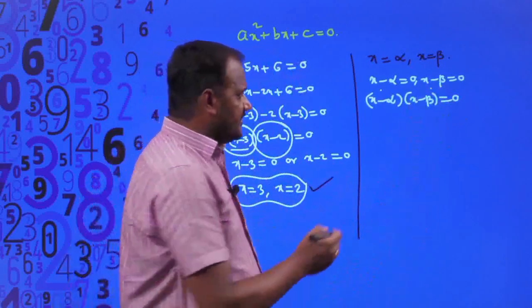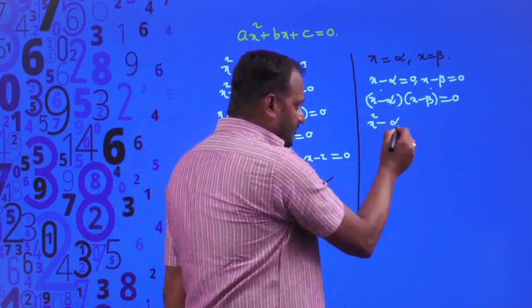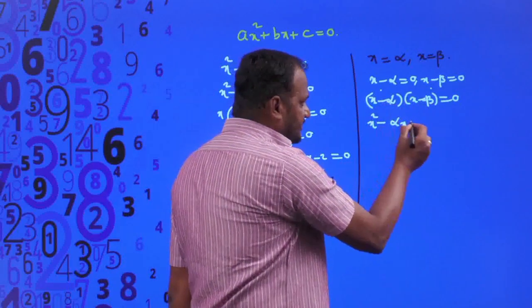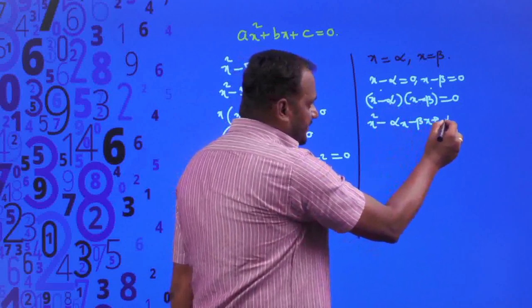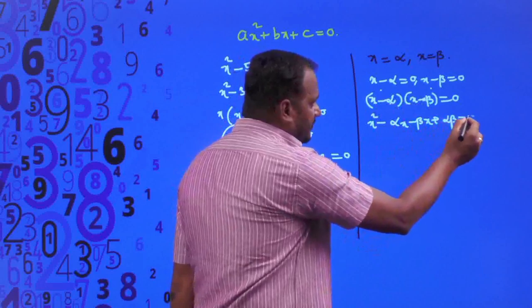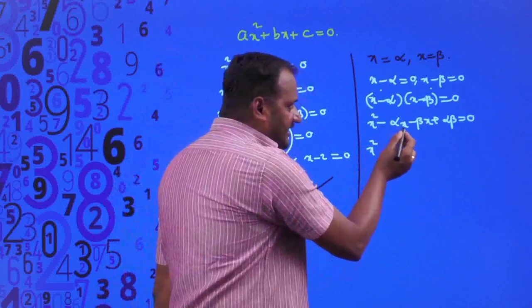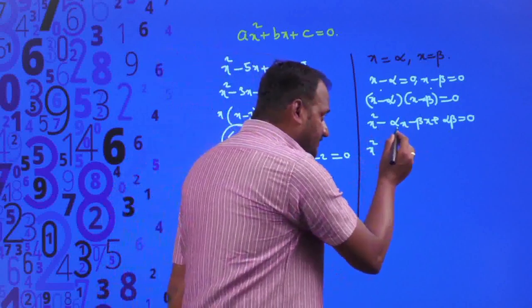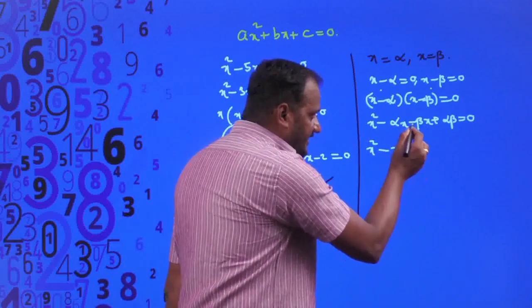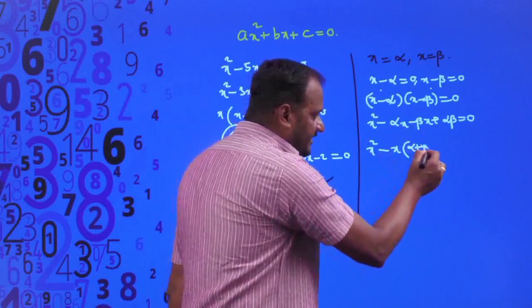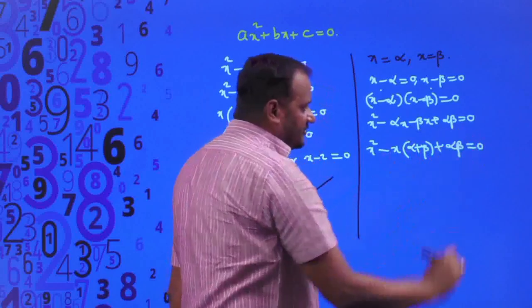Perform normal multiplication. x into x is x square, minus alpha into x is minus alpha x, minus beta into x is minus beta x, and minus alpha into minus beta is plus alpha beta, is equal to 0. We can write this as x square minus alpha x minus beta x; from these two terms you can take minus x common, remaining alpha plus beta, plus alpha into beta, is equal to 0.